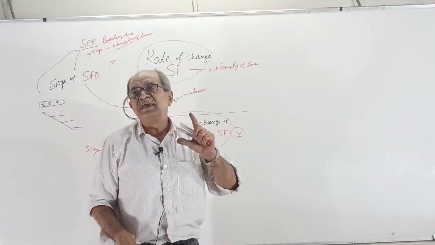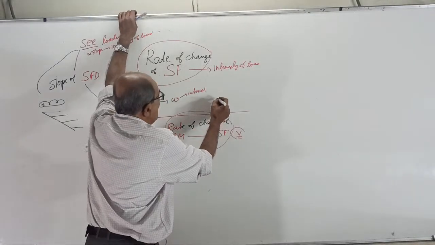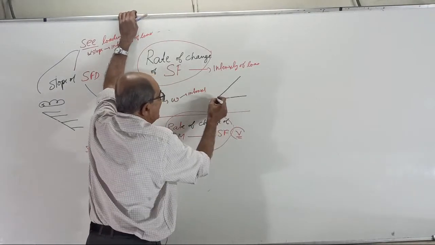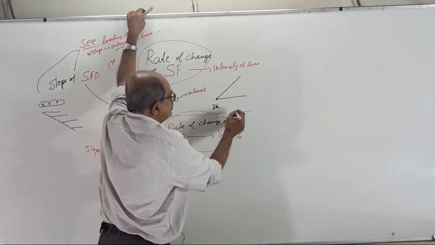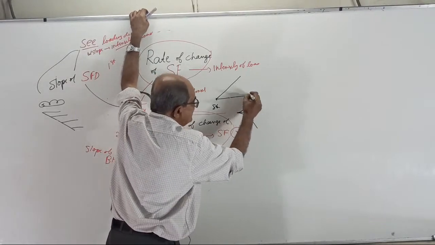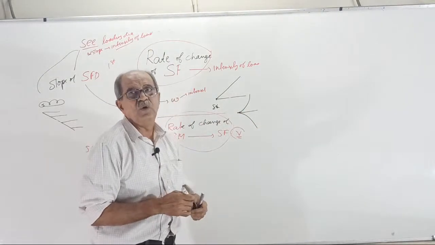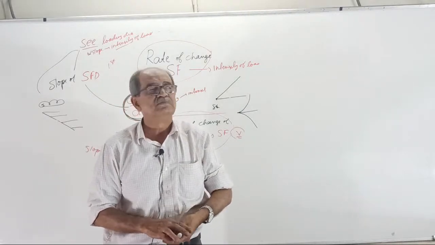And in case intensity is zero, that happens when a uniformly varying load is represented by a triangle, if intensity is zero, slope is also zero. Slope zero means what? It should be either like this or like this. Slope also should be zero. And where intensity is maximum, slope will be maximum.